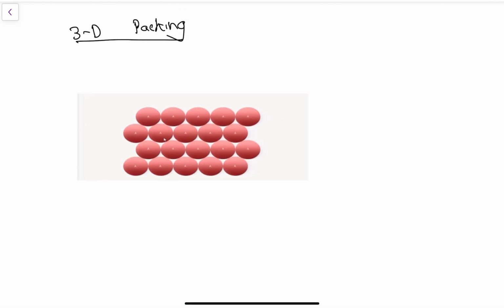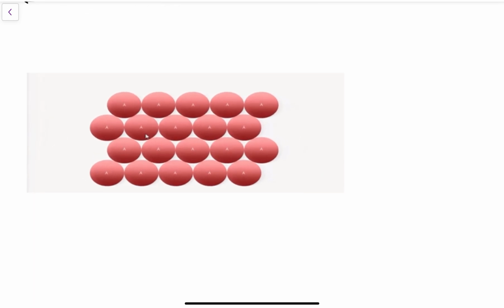Okay, so here you can see that we have seen already how the atoms are packed in 2D. We have seen the hexagonal layer of packing, and if you pay attention, you can see that for 3D packing, first we will have a one-dimensional packing, and then you will have a two-dimensional packing, on top of which we will add the other layers.